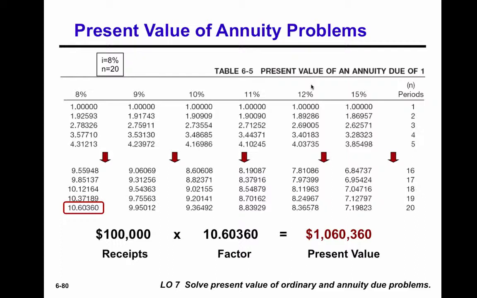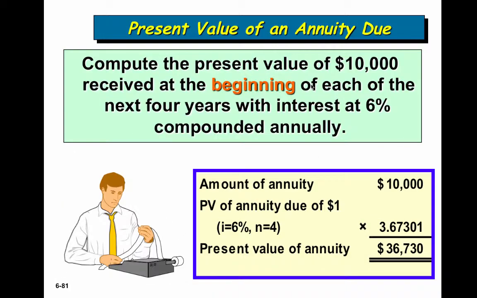So the present value of that annuity for her would be $1,060,000. Contrast that to the amount that we showed earlier. The reason that it's a little bit greater is that there's an extra interest period. She began to receive these payments at the beginning of the first period rather than at the end of the first period. Again, that's the distinction between an annuity due and an ordinary annuity.